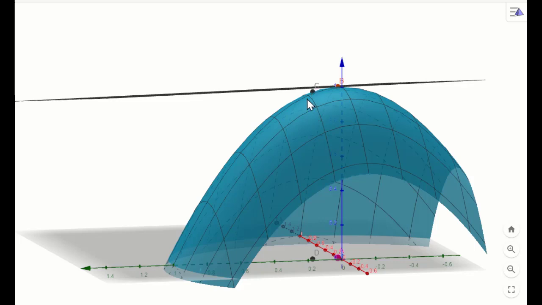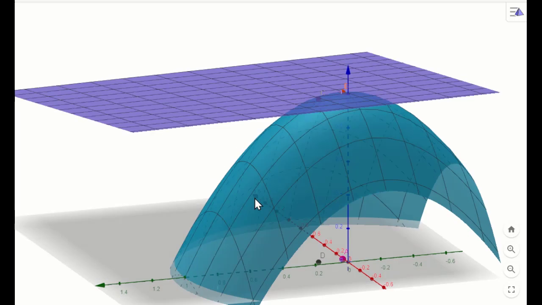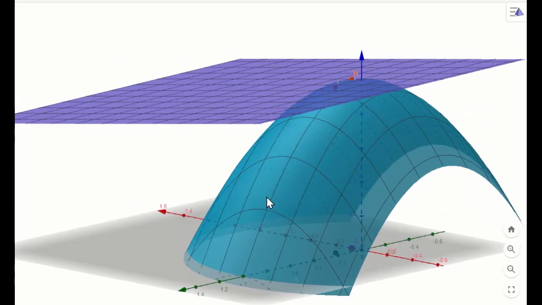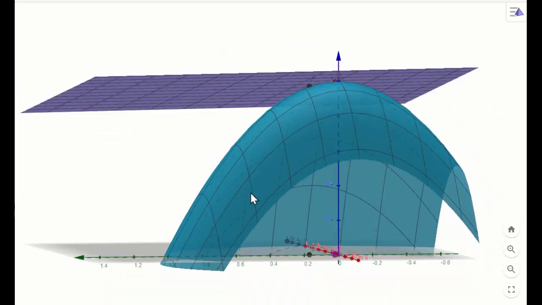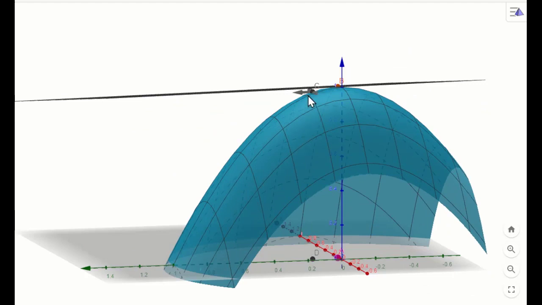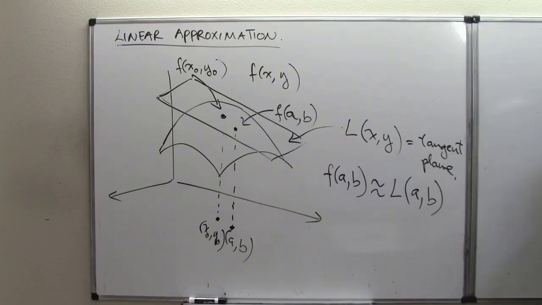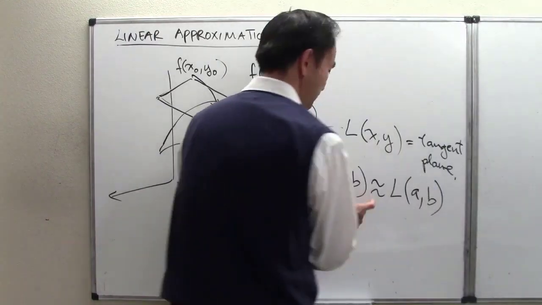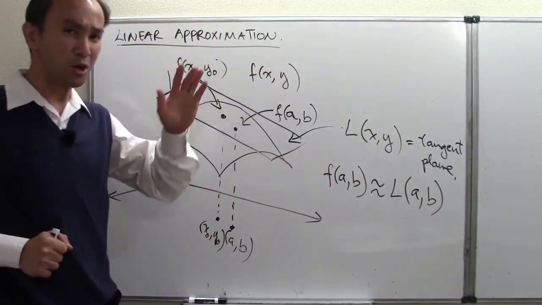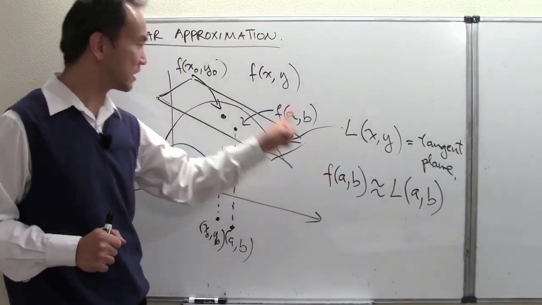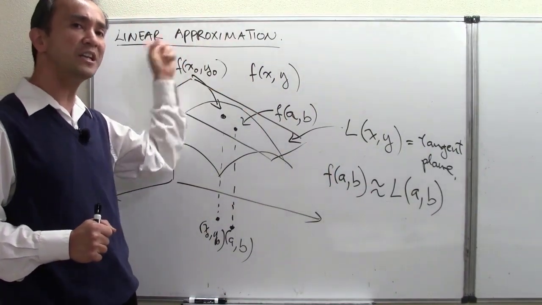Okay, the distance is pretty small, and that's the idea of how we don't really calculate the exact height from the floor up to the point, but we say that this height right here is approximately close to that height where we substitute this into the equation of the tangent plane. And that's what this approximation is all about. We are about to approximate this value using a linear function. That's why it's called linear approximation.